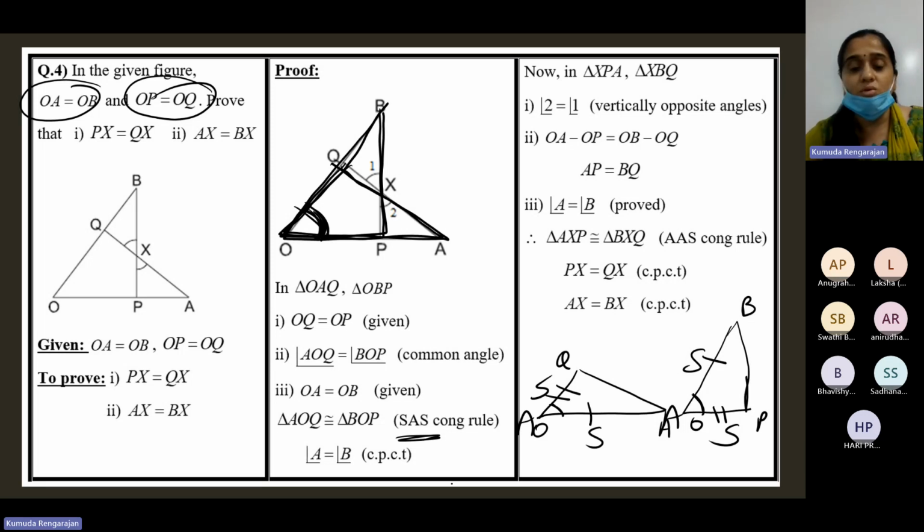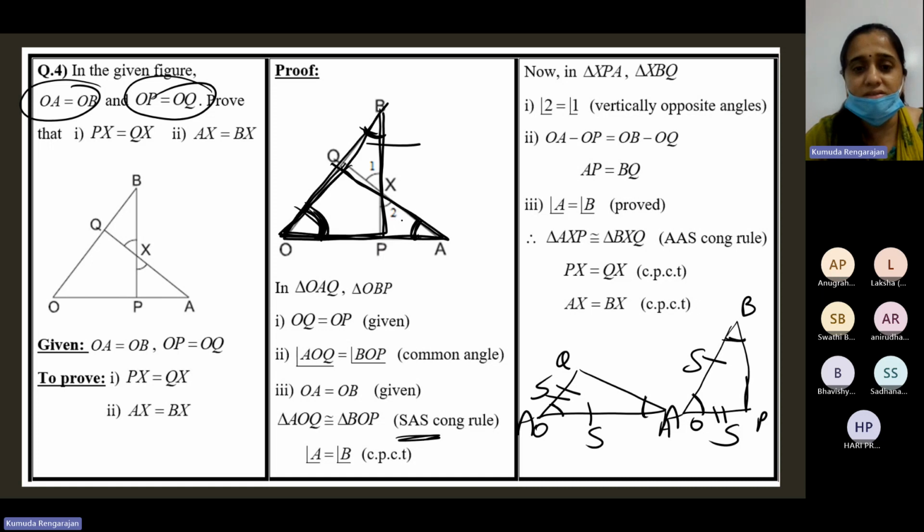Now from these two triangles, you can write that angle A is equal to angle B by CPCT. We'll take up this proof again in the next class. Angle A is equal to angle B by CPCT. So we have got this information.